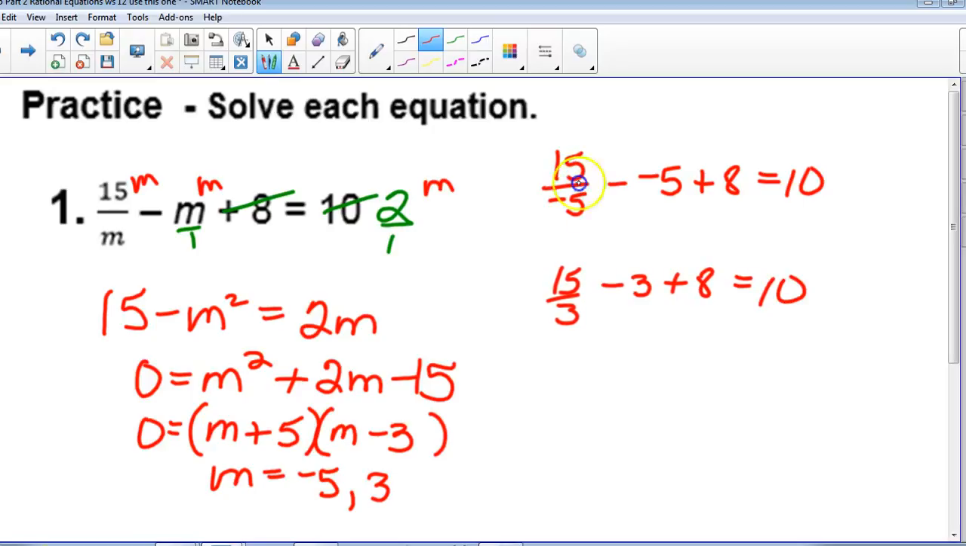Okay, so help me out. 15 divided by negative 5 would be negative 3, plus 5 would be 2, plus 8 is 10, right? This would be 5 minus 3 is 2, plus 8 is 10. So they both check. Excellent.